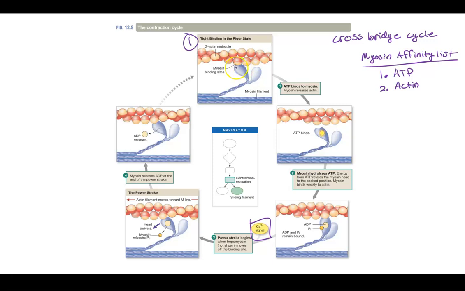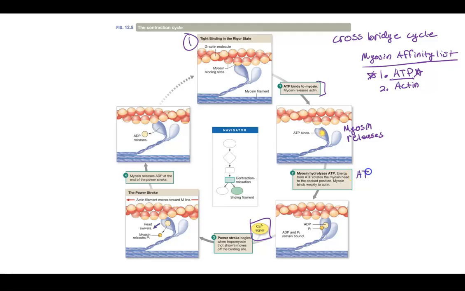We have myosin currently just bound to actin. Let's say it just finished one cycle. It just finished a muscle contraction. What happens next? ATP comes in and binds to myosin, and then myosin releases actin. Remember, it prefers ATP. So if ATP is present, it's going to bind that and release actin, which is exactly step one here. Binds ATP, releases actin.